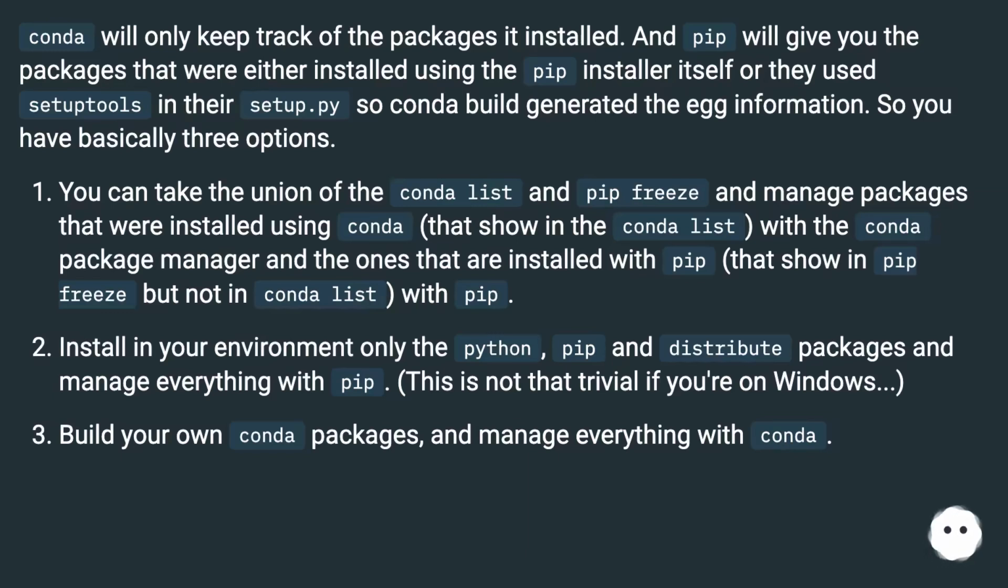You can take the union of the conda list and pip freeze, and manage packages that were installed using conda, that show in the conda list, with the conda package manager, and the ones that are installed with pip, that show in pip freeze but not in conda list, with pip. Or install in your environment only the Python, pip and distribute packages and manage everything with pip. This is not that trivial if you're on Windows. Or build your own conda packages and manage everything with conda.